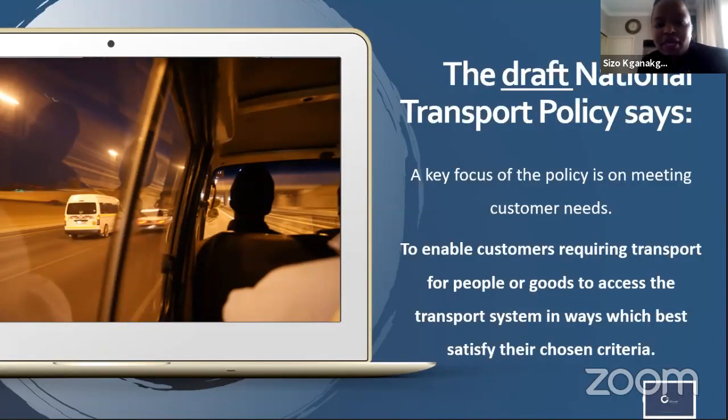And then I just thought it would be interesting to look at what the national transport policy is saying around the commuter. So the draft policy is basically agreeing with what we're saying, that the commuter actually is the most important person to consider when it comes to demand planning, because public transport is basically supposed to be an enabler for the customer to have access to goods and so on.